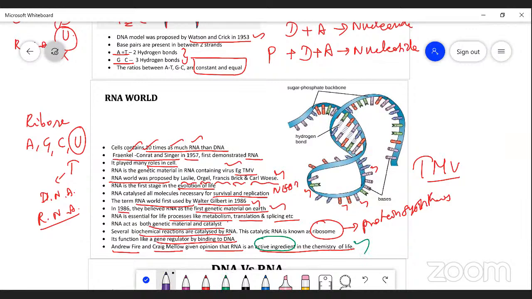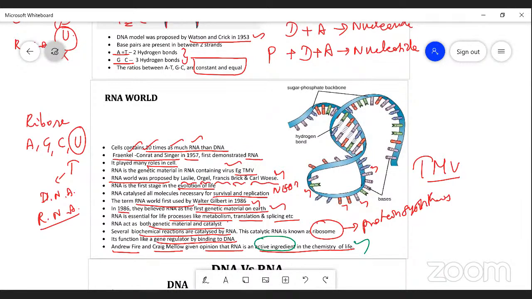In the book there is one question: explain the RNA world. For that, you should draw the RNA diagram and write these points. That is enough for the answer. Okay, next we are going to see the difference between DNA and RNA.